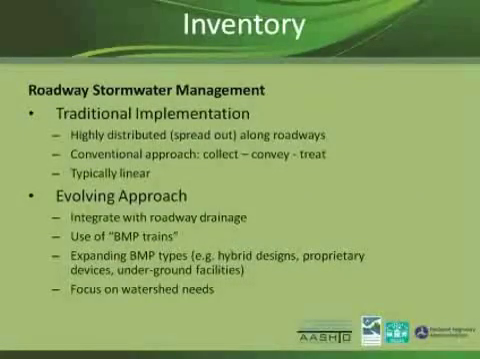And I like how Scott put in there about, well, this is interstates, we know they didn't have stormwater management. Well, we have some from the late 80s and 90s where they were traditional. They were highly distributed, sprinkled along roadways. But there was a conventional approach of, we're just collecting some stormwater, conveying it in, and treating it at the end of the pipe, typically linear. Now we're really getting geared towards looking at things on a watershed approach, integrating them in roadway drainage systems, use of BMP trains. We're getting all kinds of BMP types out there now that really change the dynamics here. Next.